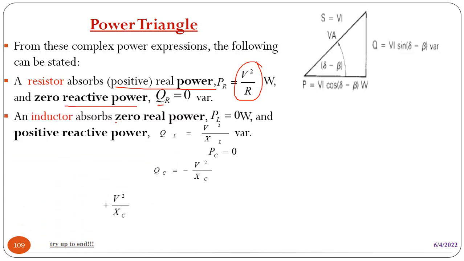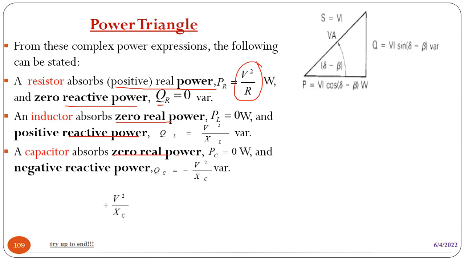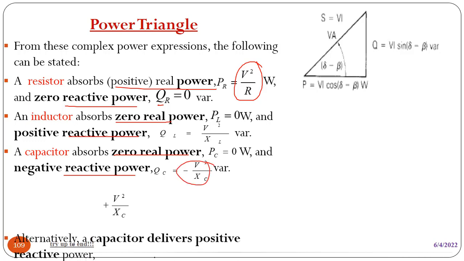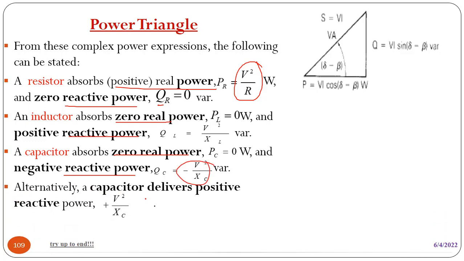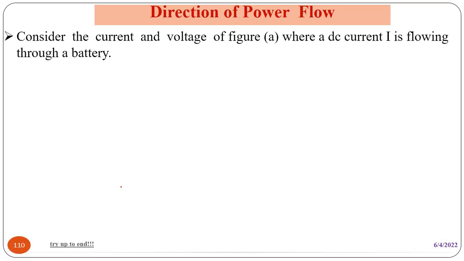An inductor absorbs zero real power and positive reactive power, V squared over XL. And a capacitor absorbs zero real power and negative reactive power. Alternatively, a capacitor delivers positive reactive power. It gives the direction of power flow.